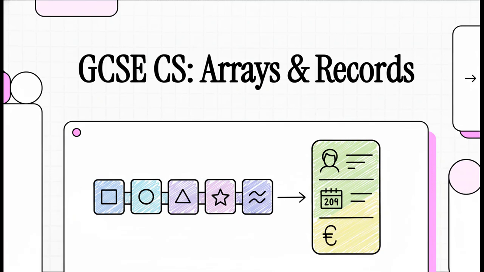If you're revising for your GCSE computer science exam, you are in the perfect spot. Today, we are going to get our heads around two absolutely essential data structures, arrays and records. Okay, let's get right into it.